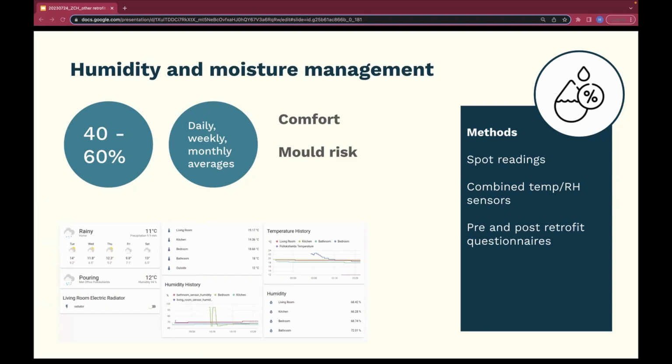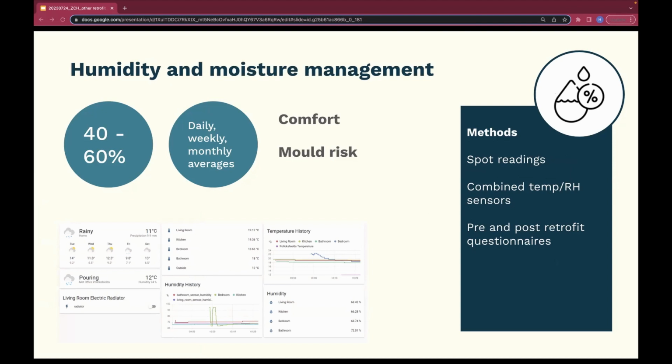Humidity and moisture, obviously this also is linked to comfort. So humidity can make us feel sticky or dry. I definitely feel it in winter when the central heating's on. I notice it affects your skin. Likewise, nobody really enjoys sitting in this loft when it's hot.